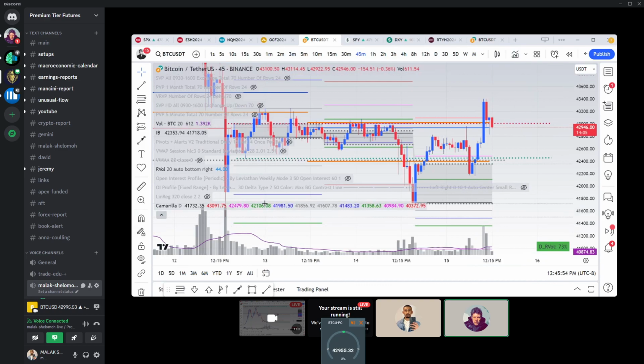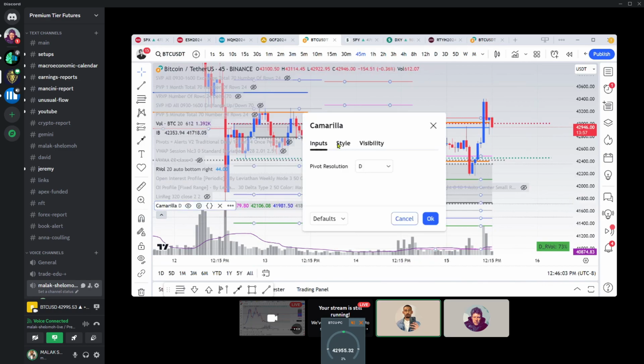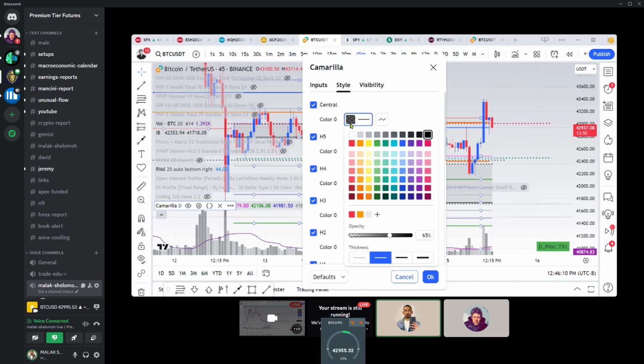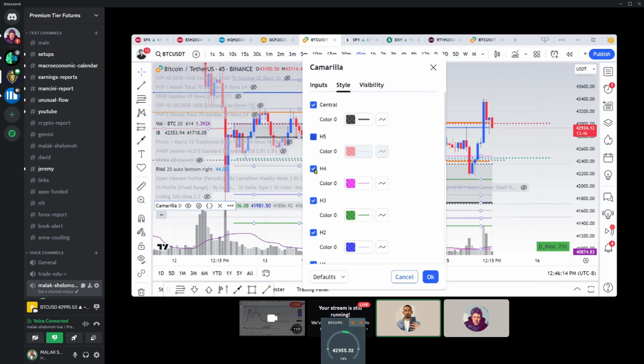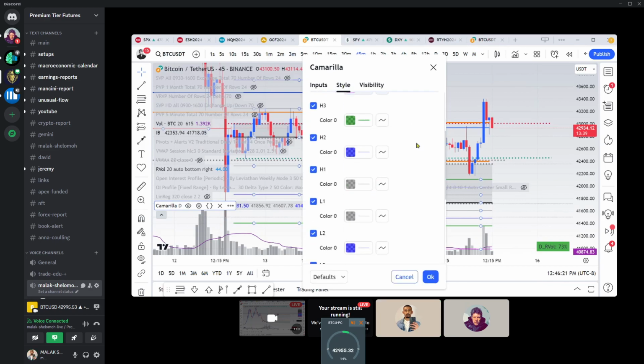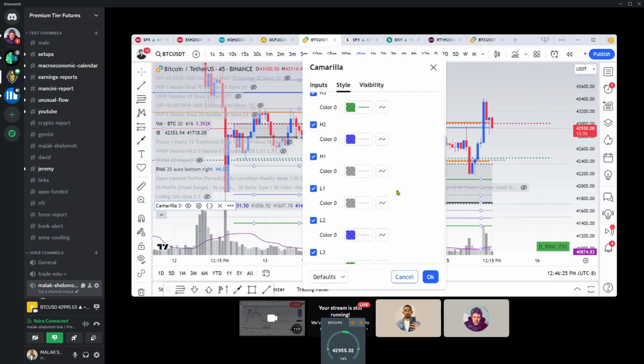Did not know that we had those in here. All right, check the settings to see which ones you have as the central pivot. It looks like those H5 and H4 are Camarillas. Actually, yeah, I think those are Camarillas. Okay, go back to one. This second one is all Camarilla.